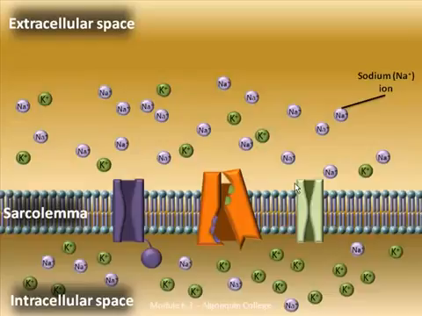Sodium ions are highly concentrated in the extracellular space outside of the muscle cell, whereas potassium ions are highly concentrated inside the cell in the intracellular space. This concentration of ions is what is seen at rest.